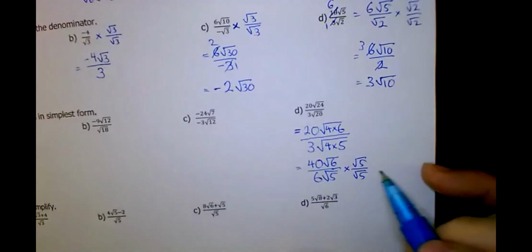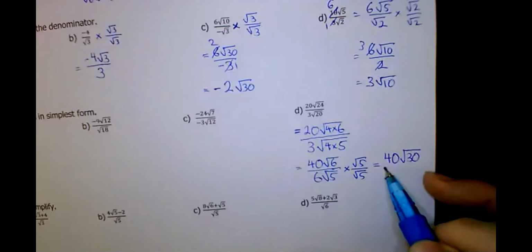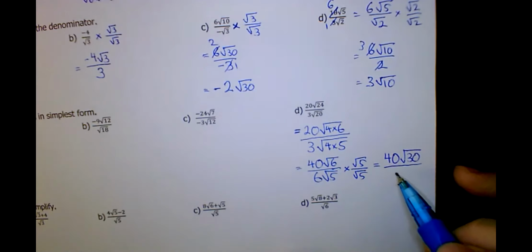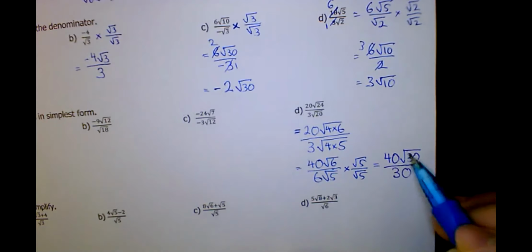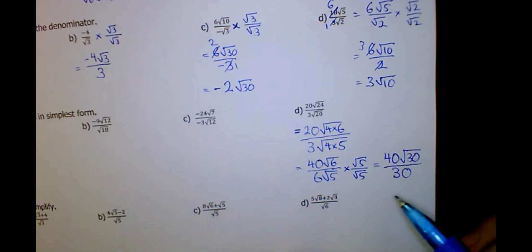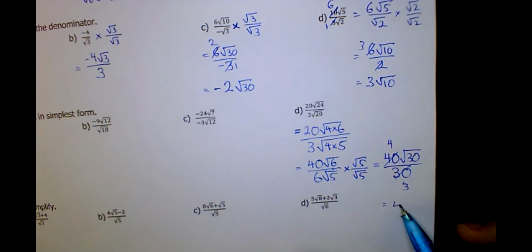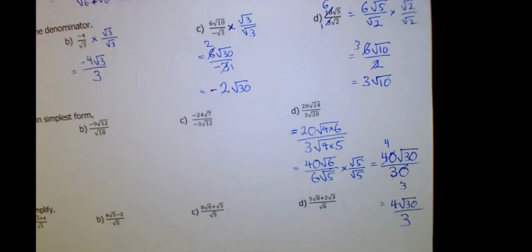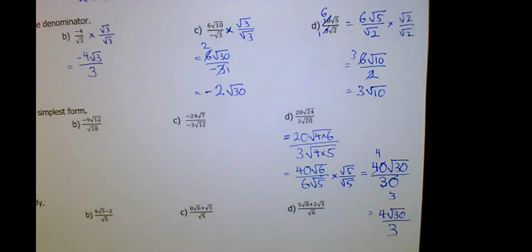Good. So the top becomes 40 root 30. And then the bottom becomes 6 times 5, which is 30. And then let's reduce that, divided by 10, because 40 and 30 are both multiples of 10. The final answer is 4 root 30 over 3. There's a lot going on, but it's all just a one-step methodical process.